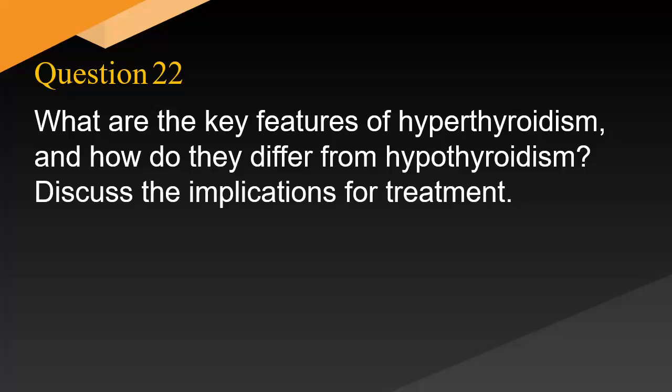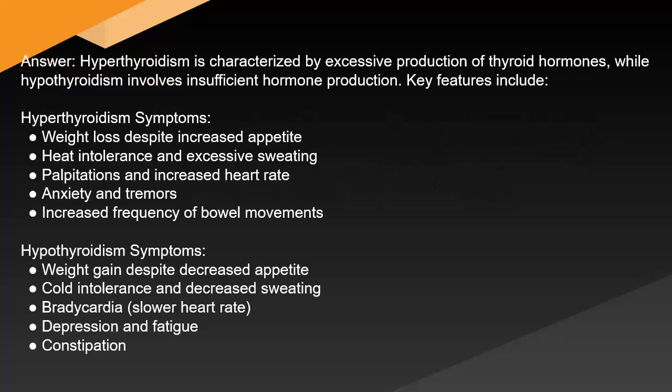What are the key features of hyperthyroidism and how do they differ from hypothyroidism? Discuss the implications for treatment. Answer: hyperthyroidism is characterized by excessive production of thyroid hormones, while hypothyroidism involves insufficient hormone production.